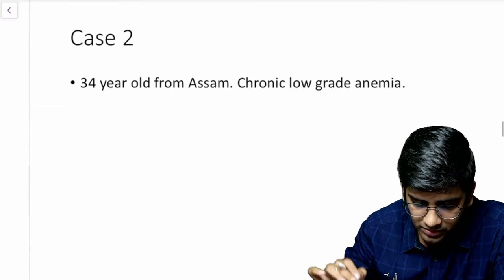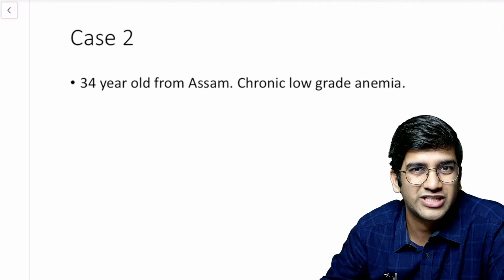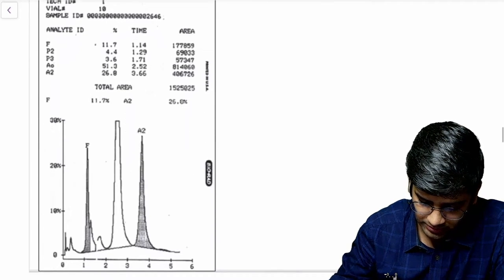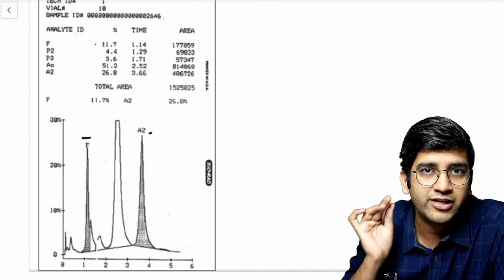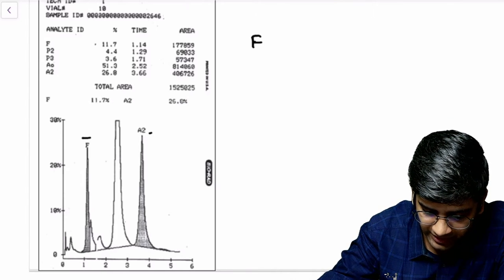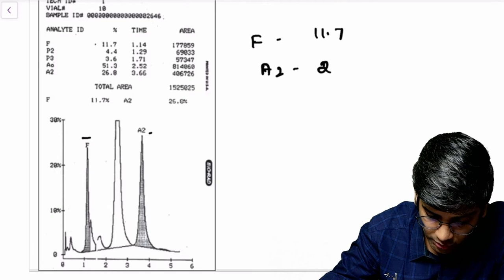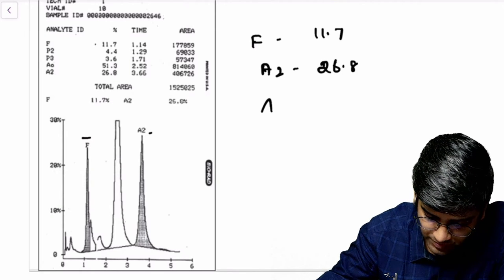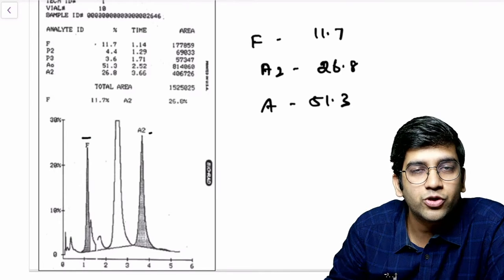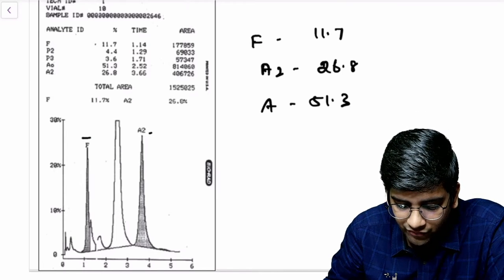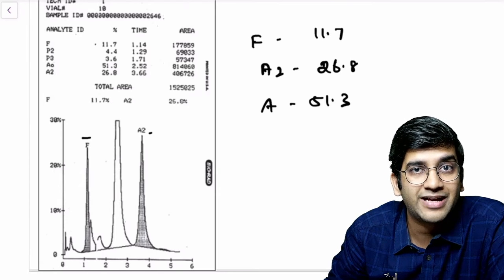Look at this. A 34-year-old person with asthma, a chronic low-grade anemia, right? Let's see what's happening here, fine? F and A2. Like I said, never ever go for the peak. Look at the F level. HbF is 11.7 here. HbA2 is 26.8 here. And HbA is 51.3 here. Perfect. Now, if you remember the A2 table, I said that when A2 is more than 9, it is actually not A2. Someone else masquerading as A2.